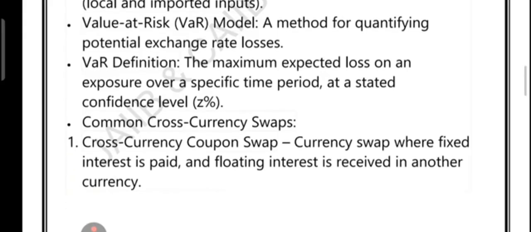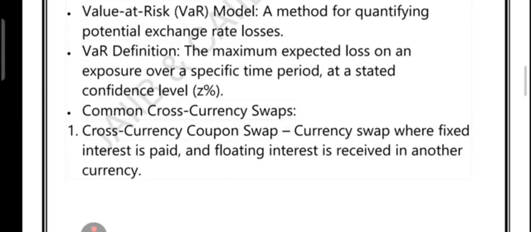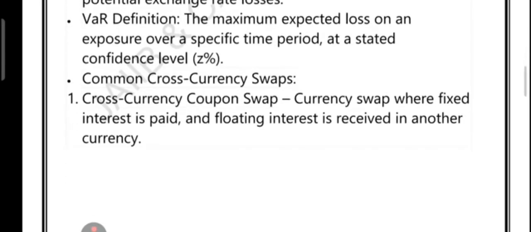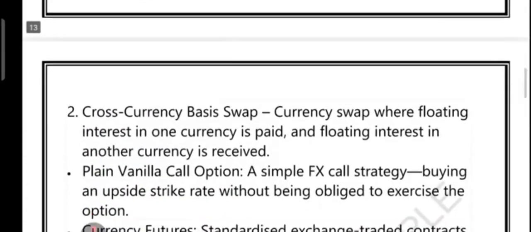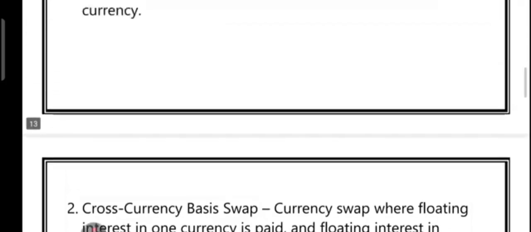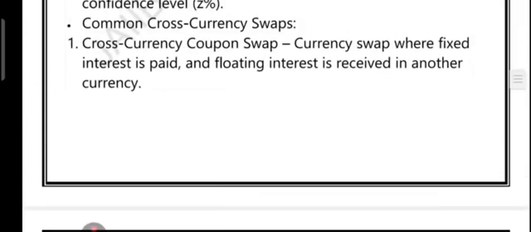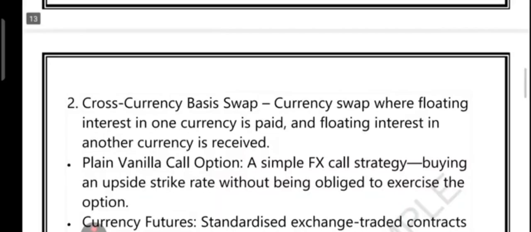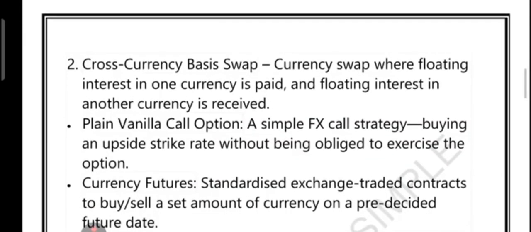Common cross currency swaps are coupon swaps and basis swaps. If we talk about cross currency coupon swaps, they are fixed interest in one currency, floating interest in another. And if we talk about basis swaps, they are floating interest in one currency swapped for floating interest in another. So coupon swap means fixed interest in one currency, floating interest in another. So fixed and floating, right? And basis means floating interest in one currency swapped for floating interest in another. That is called a basis swap.